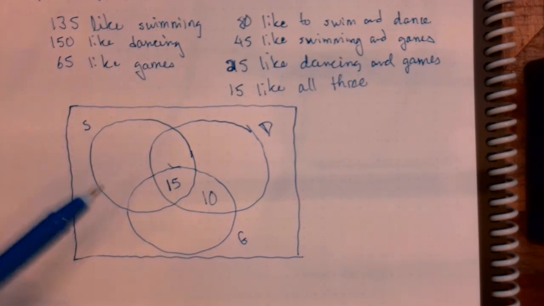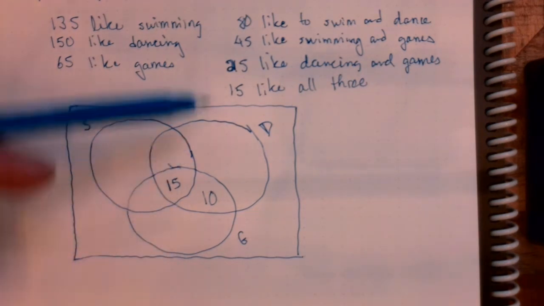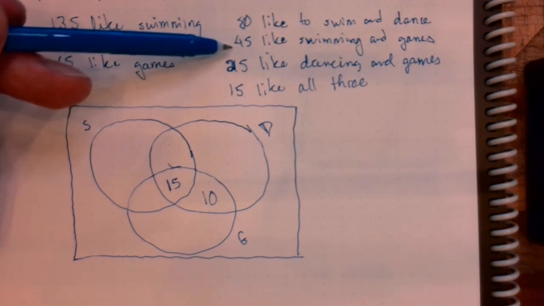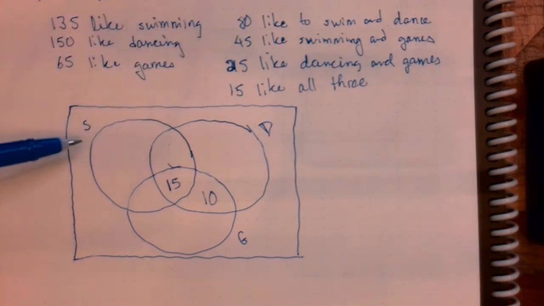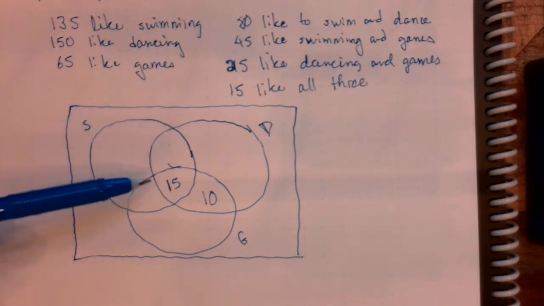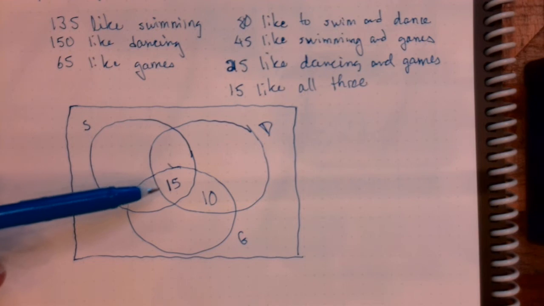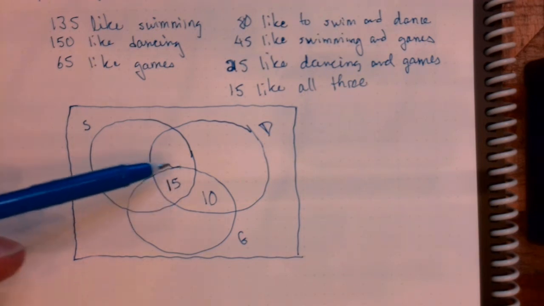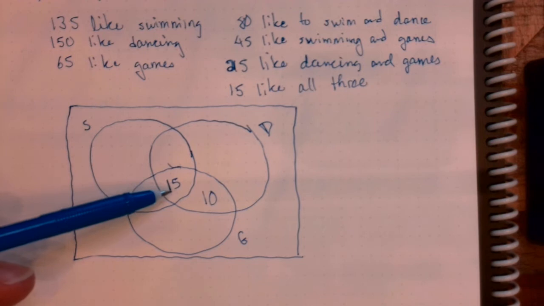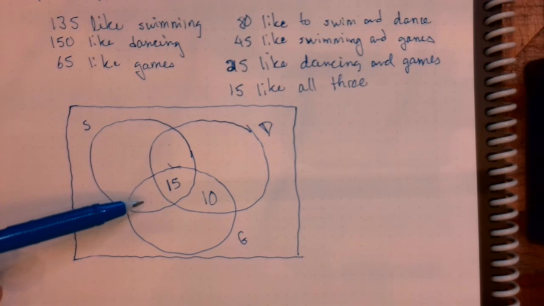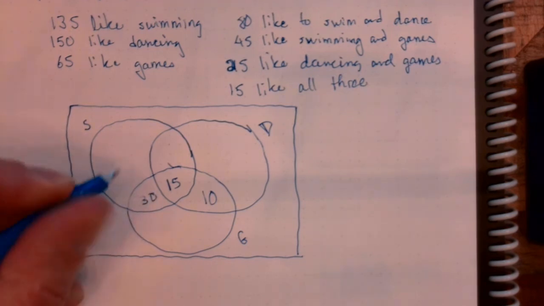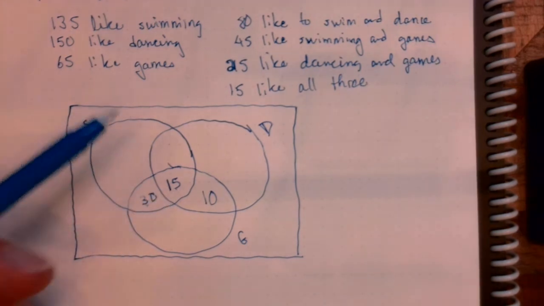Now let's figure out these other regions. 45 people like swimming and games. Remember, S is the circle representing swimming. We're supposed to have 45 people in the overlap between swimming and games, which is this right here. We've already accounted for 15. Pause the video a sec and try to figure out what should go here. We know the total should be 45 in both regions together, and we've already accounted for 15, so we should have 30 right there. That makes the total work out to be 45.